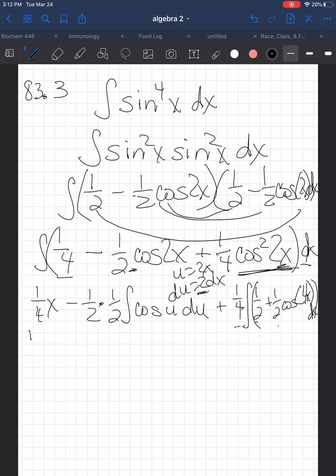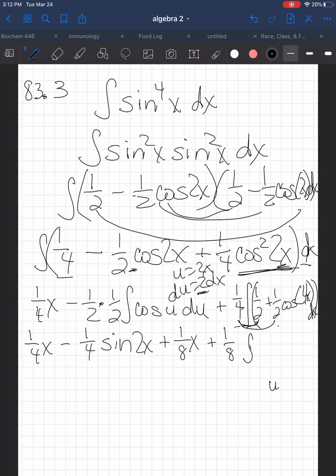Okay, so 1/4 x minus 1/4 times the integral of cosine, which is sine, and u was 2x, so 2x. Plus, this times this is 1/8, and the integral of 1/8 dx is 1/8 x. And then 1/4 times a half will be plus 1/8 times the integral of cosine of 4x.